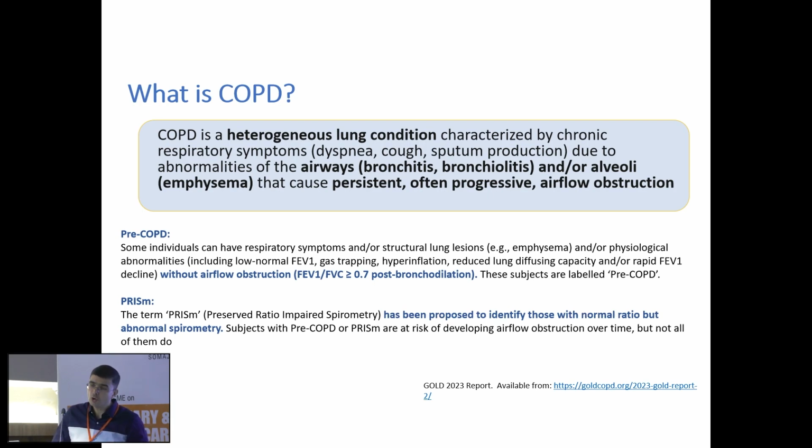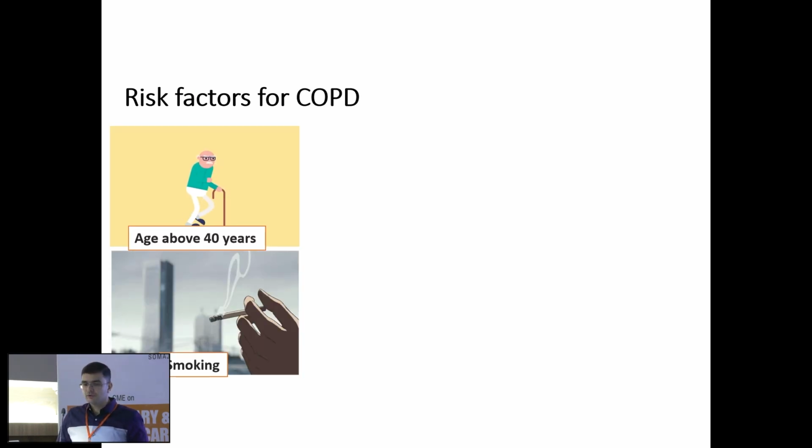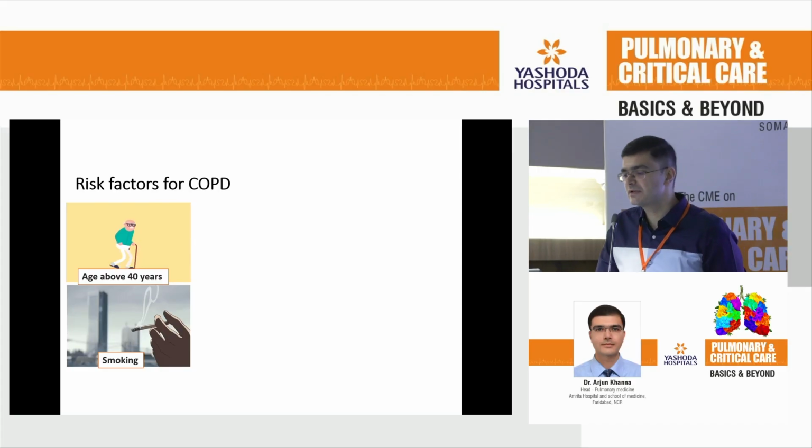Also, something new which has happened this year is that they have come up with a term called pre-COPD. When it comes to diabetes and hypertension, we've been talking about pre-diabetes and pre-hypertension for many, many years. However, now with the GOLD 2023 guidelines, we have something known as PRISm, which is a surrogate for pre-COPD. What this is, I'll come to a little bit later. So we all know there are multiple risk factors for COPD.